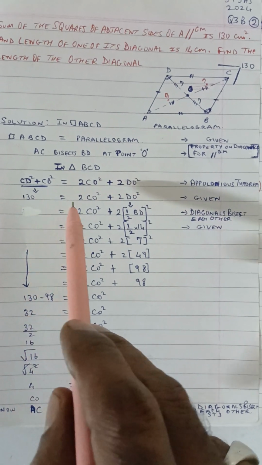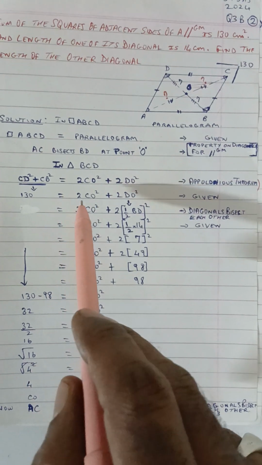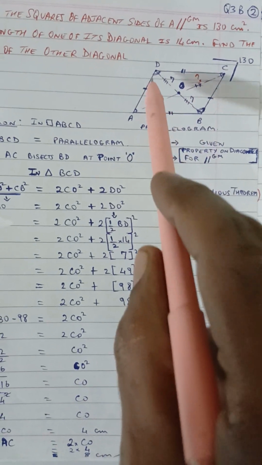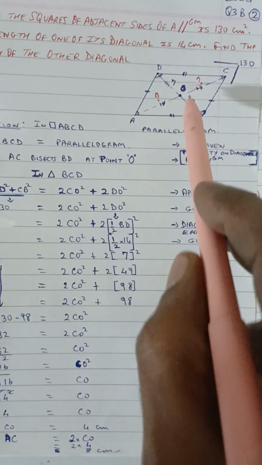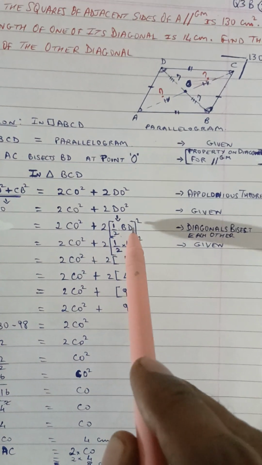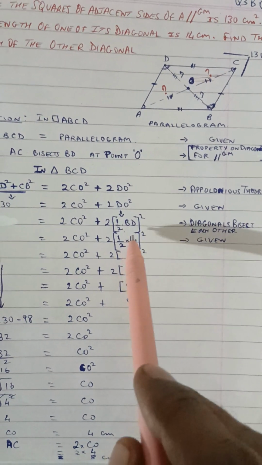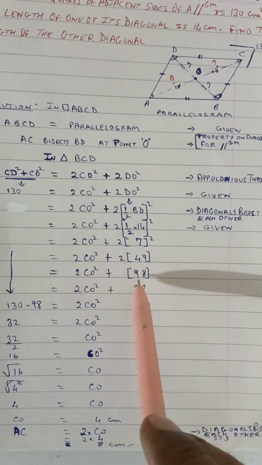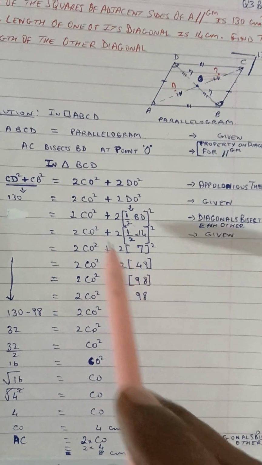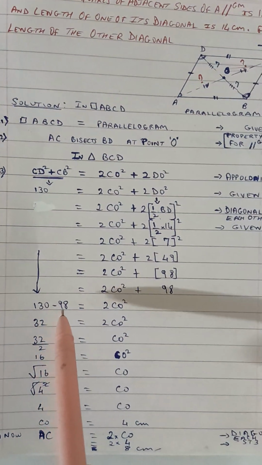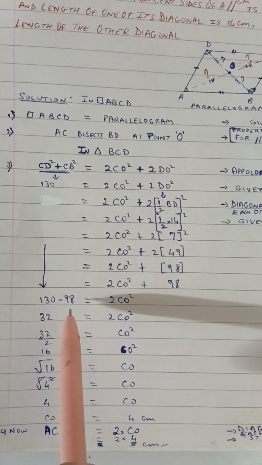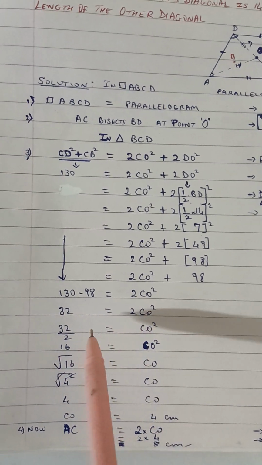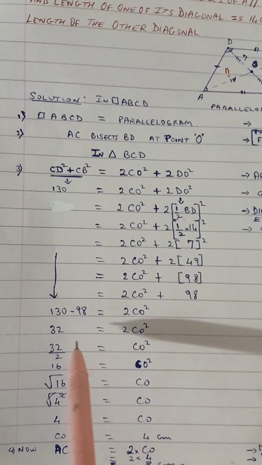130, that is CD square plus CB square, is equal to 2 CO square plus 2 DO square. DO is half of BD because diagonals bisect each other. That is half of BD, and BD is 14, so I'll get 7 over here. 7 square will be 49. 2 into 49 will be 98. Rest all is same. So 130 minus 98, bringing 98 to the left hand side, is equal to 2 CO square. That is 32 equals 2 CO square.